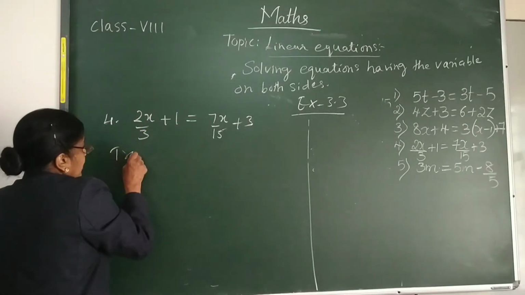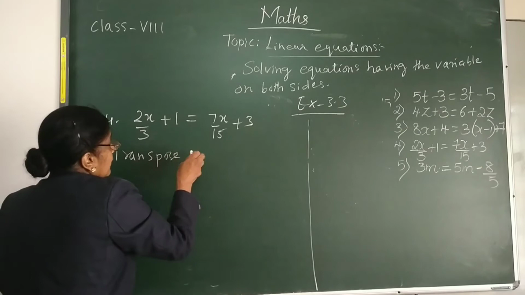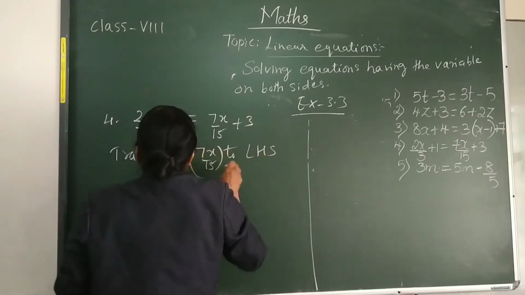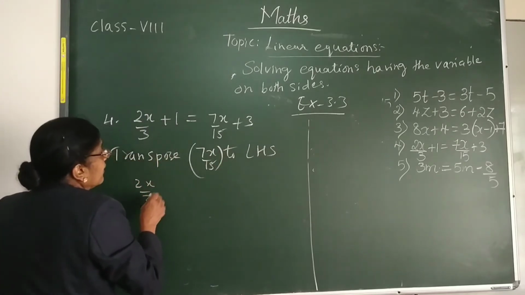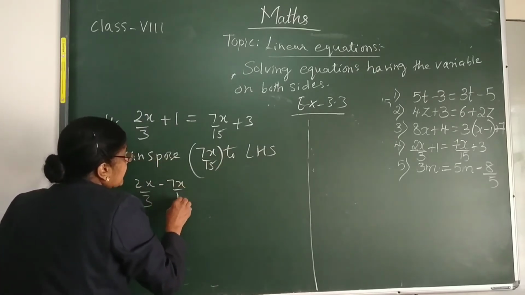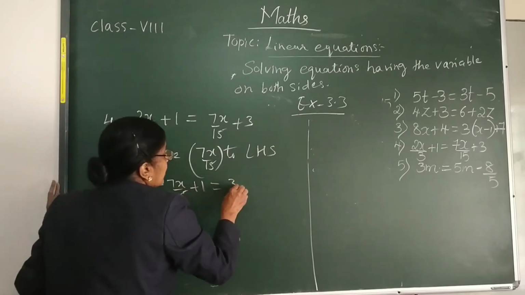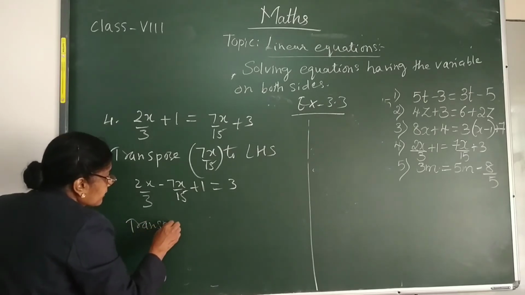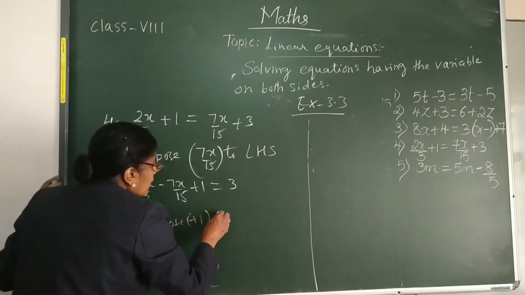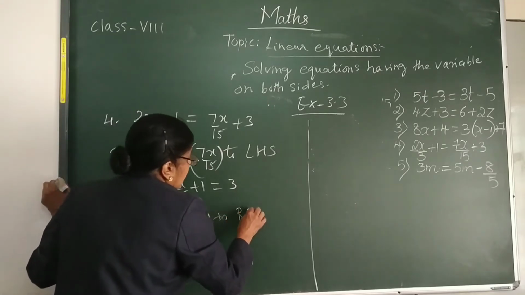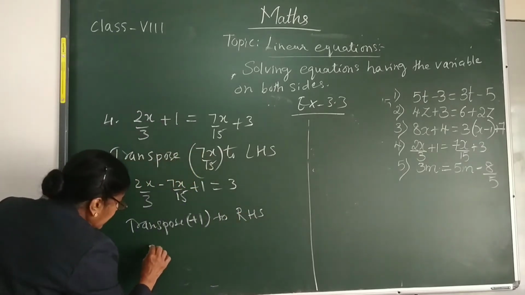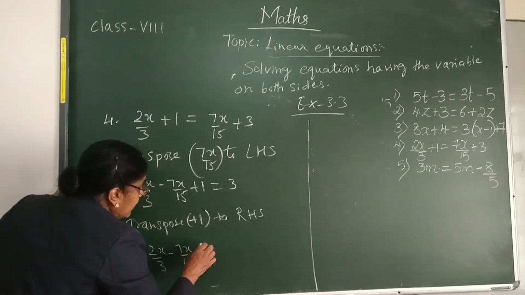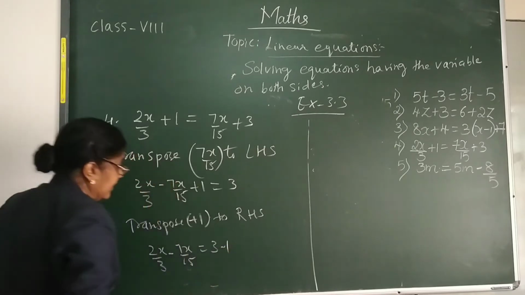So transpose 7x by 15 to left hand side. So what you will get? 2x by 3 minus 7x by 15 plus 1 is equal to 3. Next I am going to transpose plus 1 to right hand side. So what will we get over here? 2x by 3 minus 7x by 15 is equal to 3 minus 1.